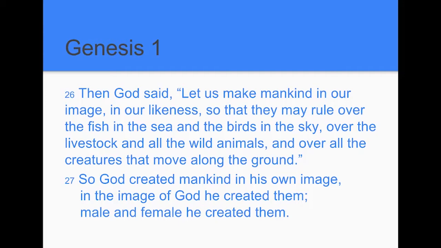So God created mankind in his own image. In the image of God he created them, male and female he created them.